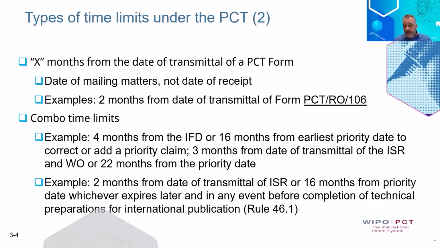And then just to make it even more interesting, and in any event, before completion of technical preparations for international publication. So in this case, you might even have to look at 3 time limits and then figure out which one is the correct time limit. And all of this is the time limit for you to file Article 19 amendments. Article 19 amendments is a possibility to amend your claims and to get them published together with the originally filed claims. So yeah, these are admittedly the most complicated time limits in the PCT.